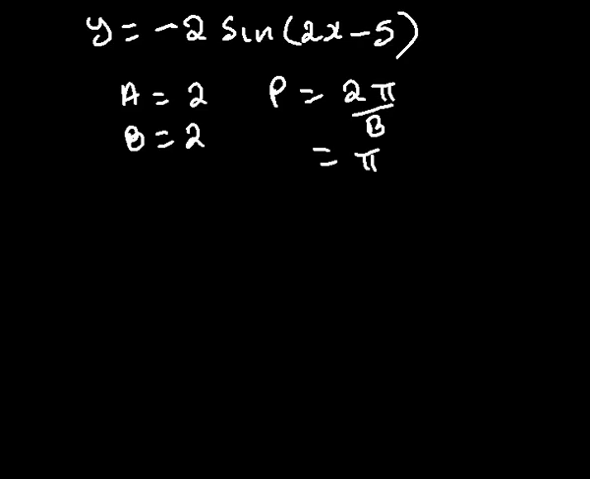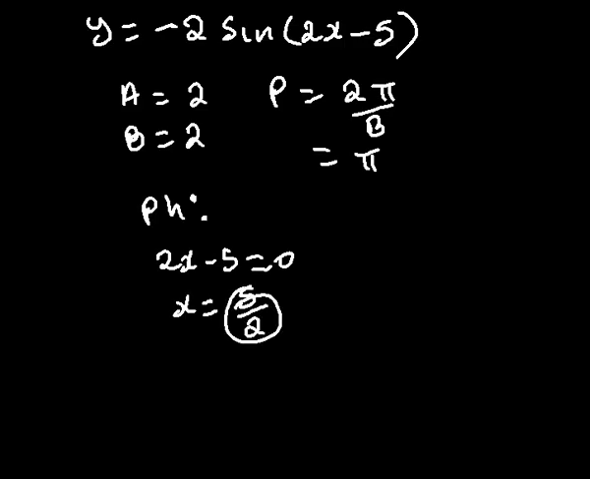And from there we have to calculate the phase shift. So what is the phase shift? How should we get the phase shift? We have to equate the inner part of the sine to 0. So for this case, we have 2x minus 5 equals 0, and we solve for x. Now x is 5 over 2. That is what we take as the phase shift.